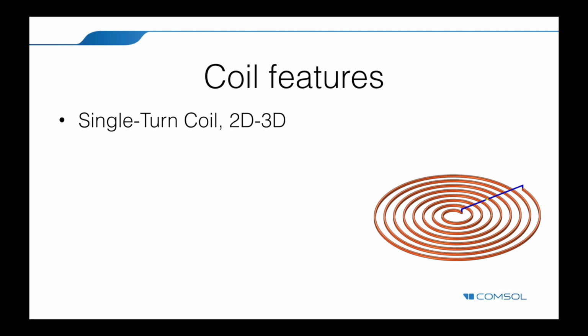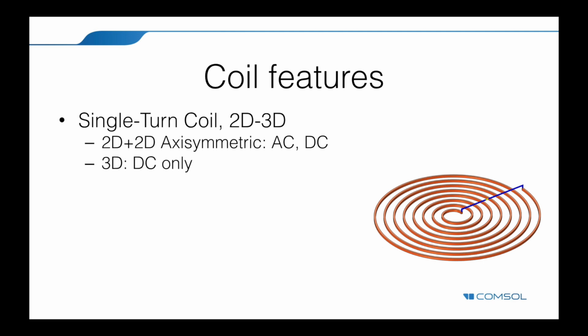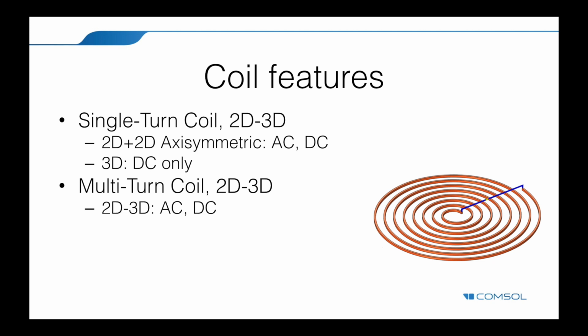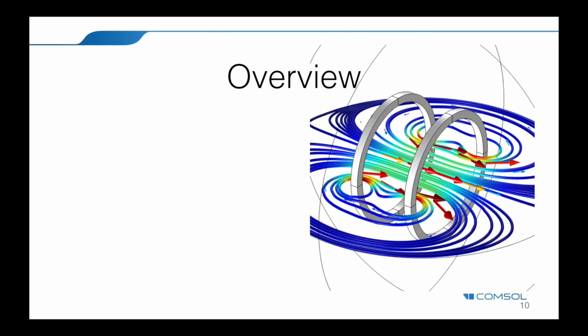The following coil features are available in COMSOL Multiphysics. It can be a single turn coil with a solid cross-section, whether it's a 2D or a 3D model. It can be axisymmetric, and you can include AC or DC fields. For 3D models you can include DC only. Or it can be a multi-turn coil. It means you wrap a bunch of wires together, whether it's a 2D or a 3D model.